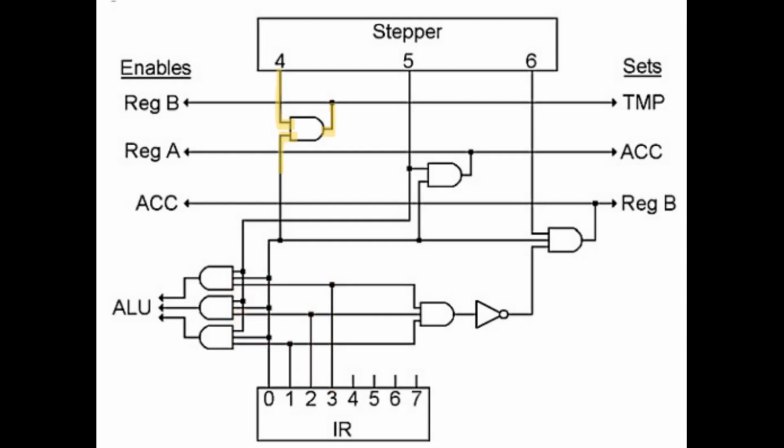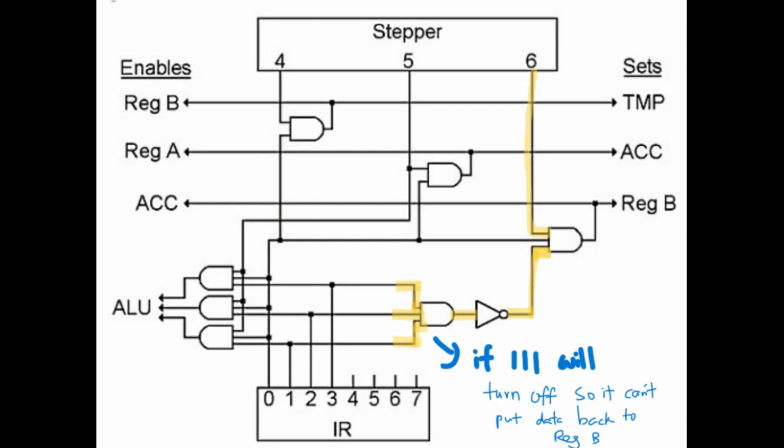The stepper in step 4 will release the data of register B and set it into the temporary register. After that, the stepper in step 5 will turn on the ALU bit selector and enable register A to load its data to input A of the ALU, and meanwhile, the temporary register loads its data to input B of the ALU so that the ALU can do its operation at that time.